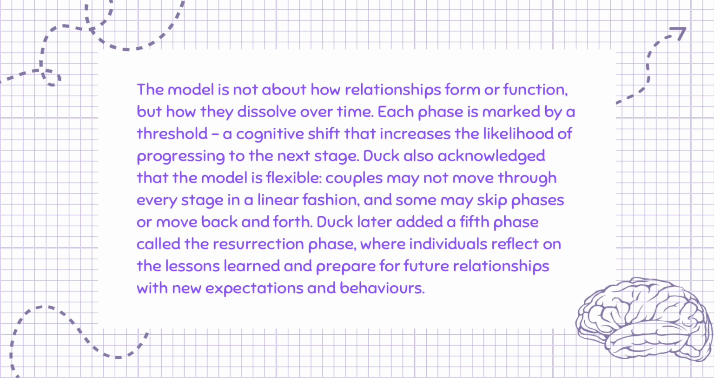The model is not about how relationships form or function, but how they dissolve over time. Each phase is marked by a threshold, a cognitive shift that increases the likelihood of progressing to the next stage. Duck also acknowledged that the model is flexible. Couples may not move through every stage in a linear fashion, and some may skip phases or move back and forth. Duck later added a 5th phase called the resurrection phase, where individuals reflect on the lessons learned and prepare for future relationships with new expectations and behaviors.